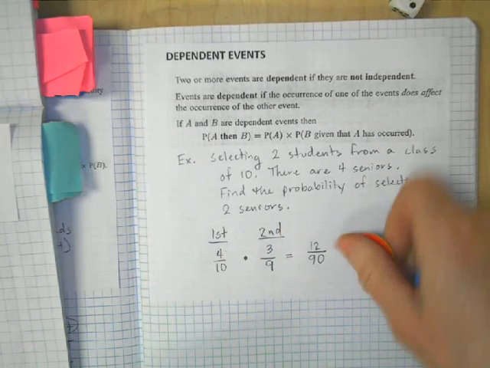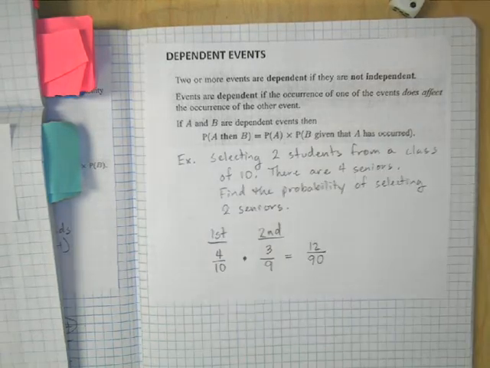All right, so those are dependent events. And that's it. We finally finished the note. Sorry I talk so slow.